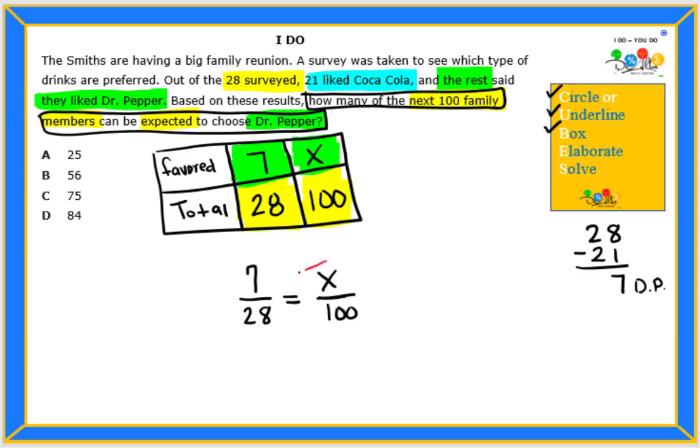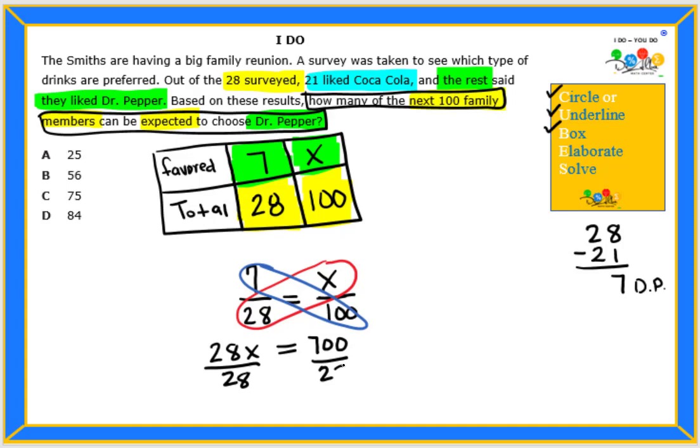So I can cross multiply. X times 28 is 28x, and that is equal to 7 times 100, which is 700. Now we're going to divide by 28, our coefficient. Whatever we do to one side of an equation, we're going to do to the other side of the equation. And 28 divided by 28 is 1, so we have x all by itself. We've isolated it. Okay, so now we're going to divide 700 by 28.